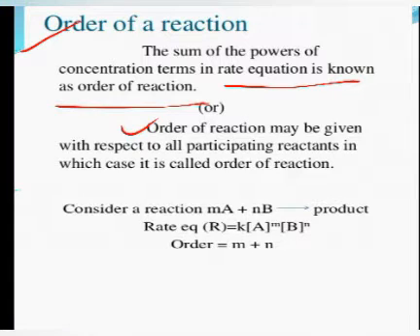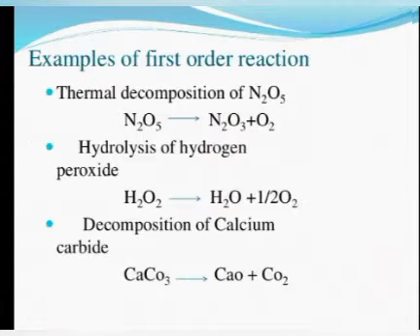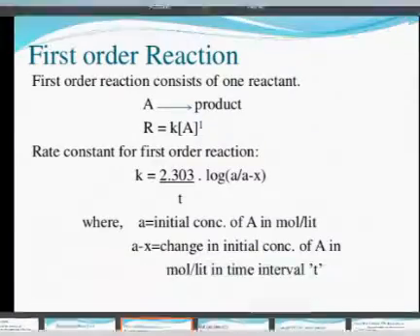It may be defined with respect to all participating reactants. Suppose, for example, mA reacts with nB. It means m and n are the orders of reaction. There is zero order reaction and there is first order reaction.